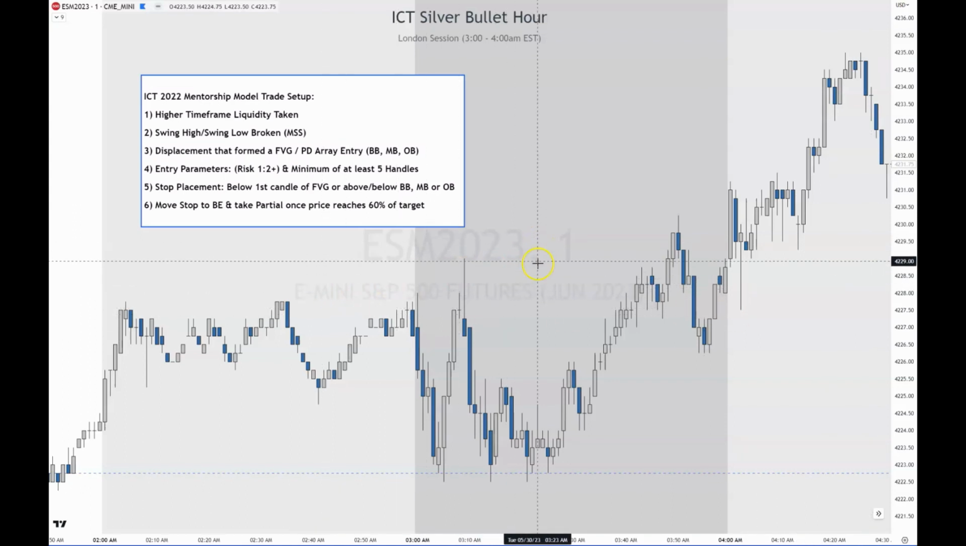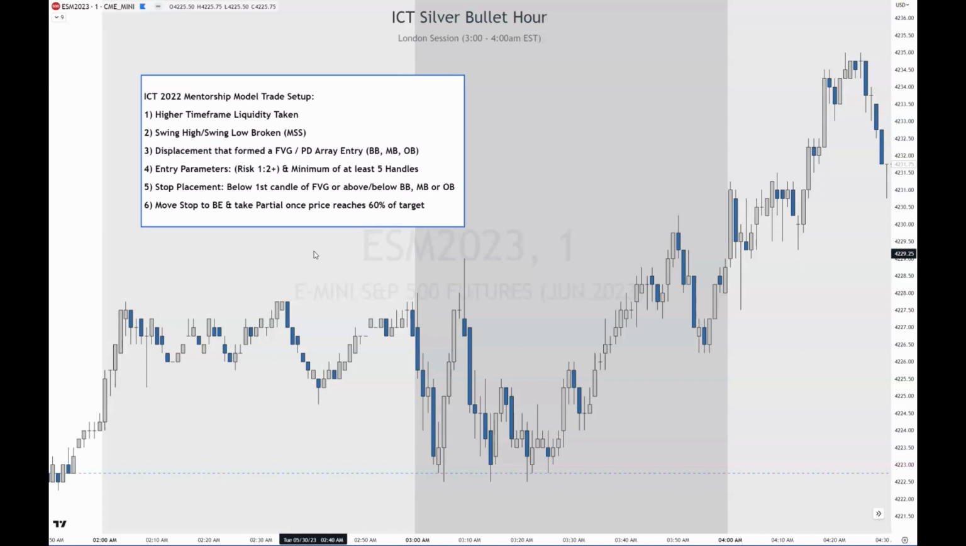So the first thing I look for is a higher time frame liquidity to be taken. And then I'd like to see a swing high or swing low broken for the market structure shift. I want to see displacement that formed a fair value gap, or a PD array entry: breaker block, mitigation block, or order block. Entry parameters: I risk 1 for 2, so 1 risk for 2 reward, and a minimum of at least 5 handles.